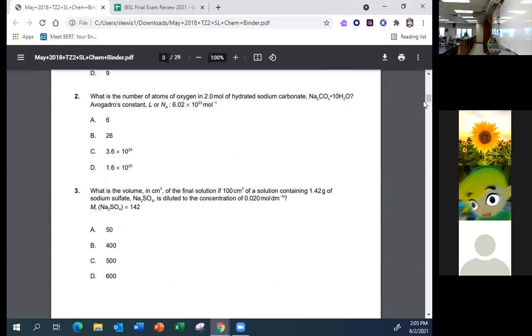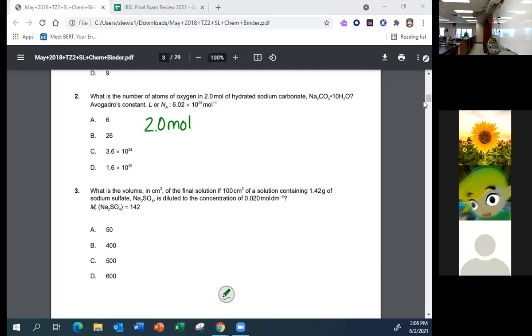So number 2, let's think about how to solve these problems. This is not a molarity problem as such, but it is a moles problem. And so what you're thinking about with a problem like this is the mole diagram or the expanded mole diagram. So we want to know the number of atoms of oxygen in 2 moles of the sodium carbonate. Okay, so think about how you can set this up in a dimensional analysis setup.